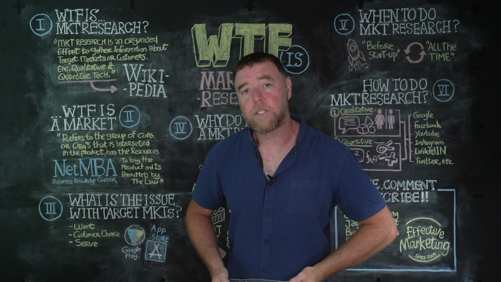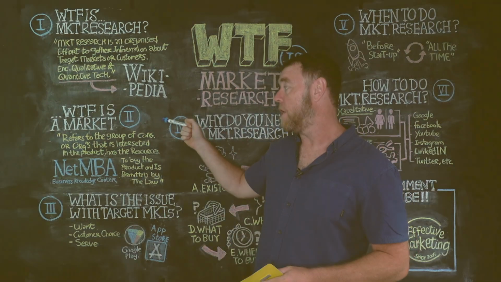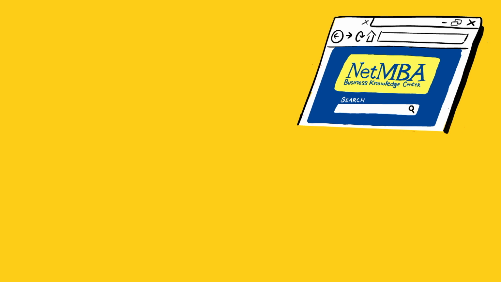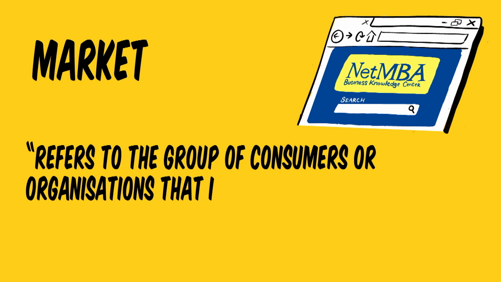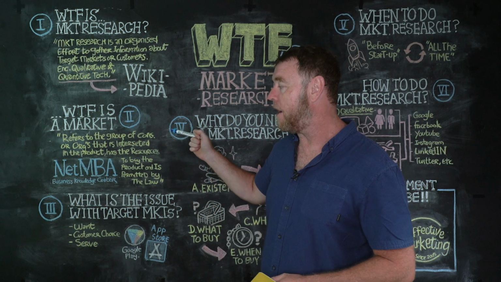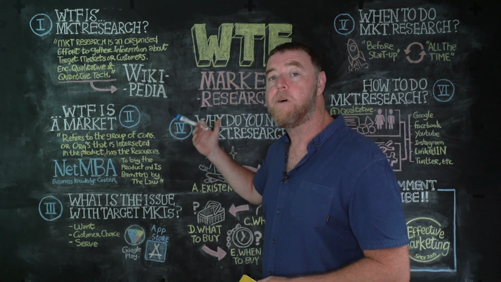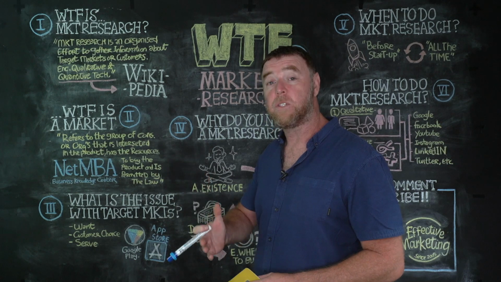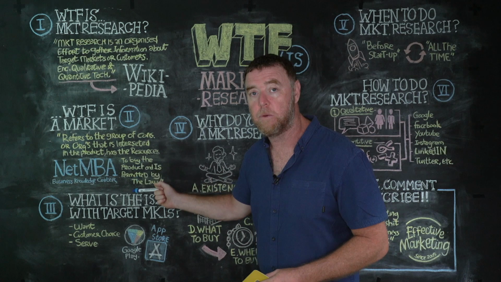So if we are going to understand market research, perhaps we need to understand a little bit better this word market. So we went to NetMBA for a definition, and what they tell us is that a market refers to the group of consumers or organizations that is interested in the product, has the resources to buy the product, and is permitted by the law to buy the product. So I have a couple of little issues with this. It's too complicated, I think. I think of a market as a group of people with needs or wants that they are happy to satisfy by spending money, which is essentially what they're saying.